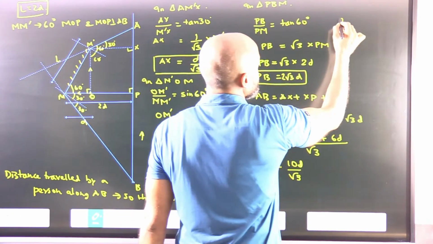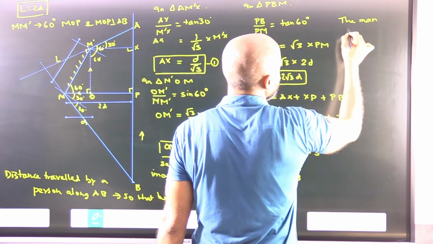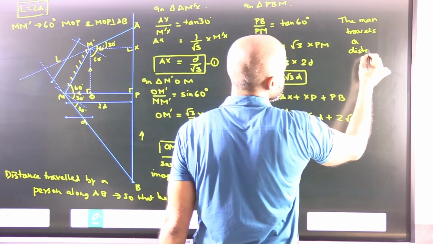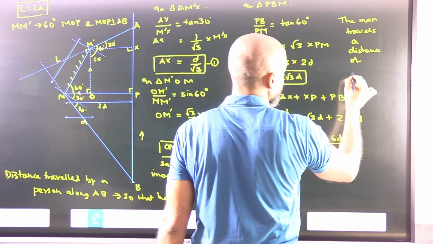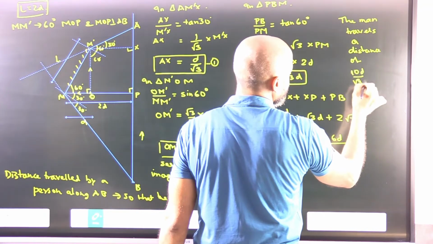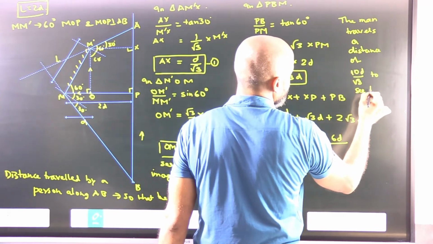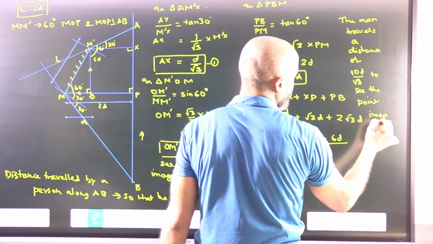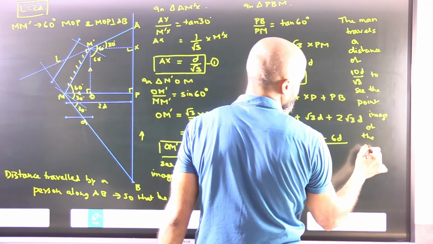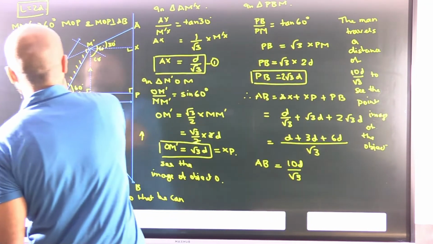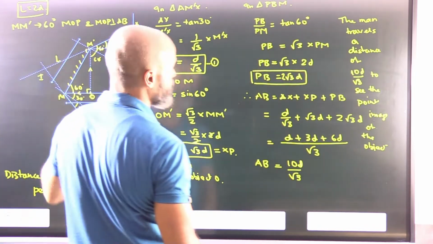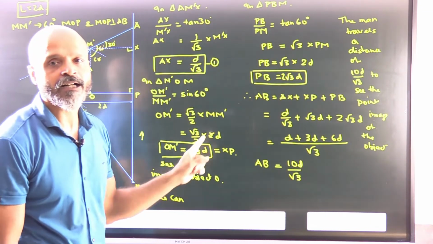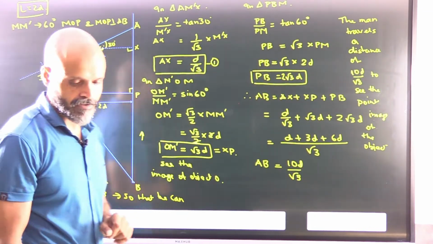So the man travels a distance of 10D by under root 3 to see the image of the object. This here which you see is the image of the object that is getting formed. So long as the man is traveling from here to here, he will be able to see this image. That will be the solution to the problem.